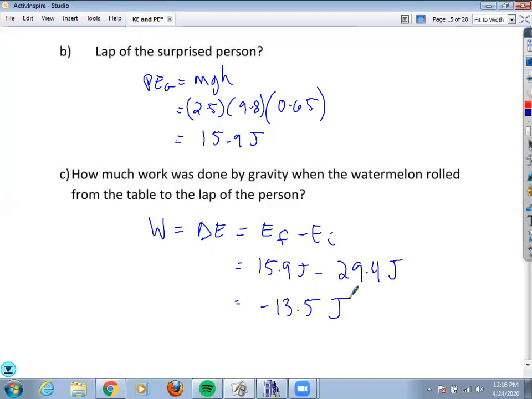So if we want to know how much work is done by gravity when it rolls from the lap of the person to the ground, then it would be negative 15.9 joules, because on the bottom, on the ground, it would have 0 joules.